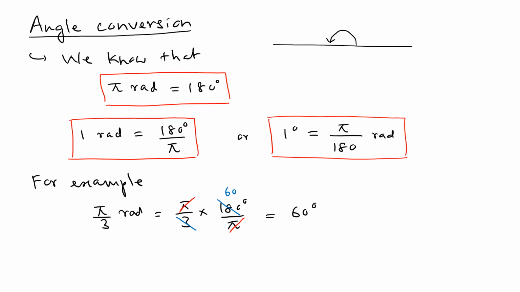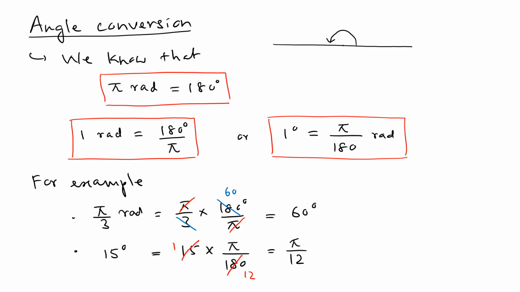On the other hand, let's say you have 15 degrees. If you want to convert this, it is 15 times 1 degree, and 1 degree equals pi over 180. Now 15 times 12 is 180, so that means it is pi over 12. This is how you do a calculation.